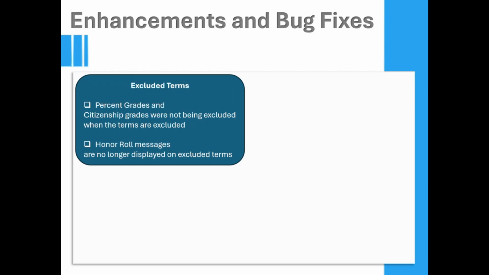All right, excluded terms. So percent grades and citizenship grades were not being excluded when the terms were excluded. This is an item that has been fixed. And then honorable messages are no longer displayed on excluded terms either.